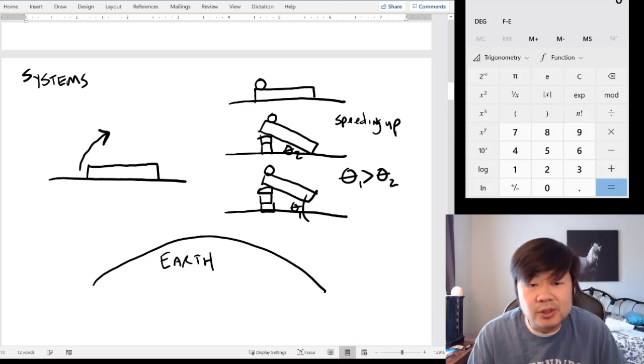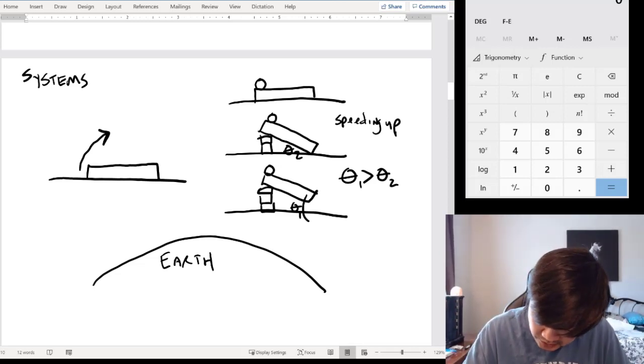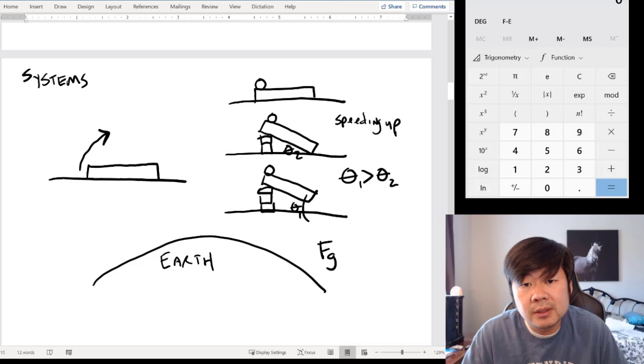Out of everything we do, the Earth's always going to be part of the system. And I'm going to introduce the first thing here. The Earth exerts a force, and we call that gravity. Force due to gravity. All right.